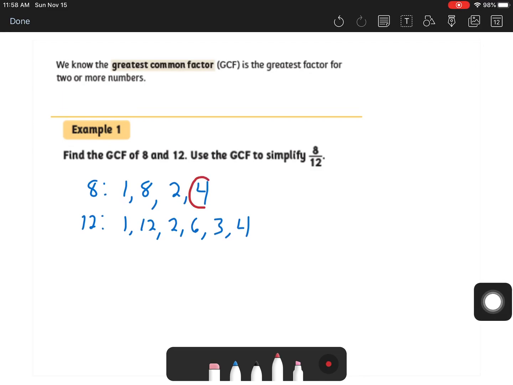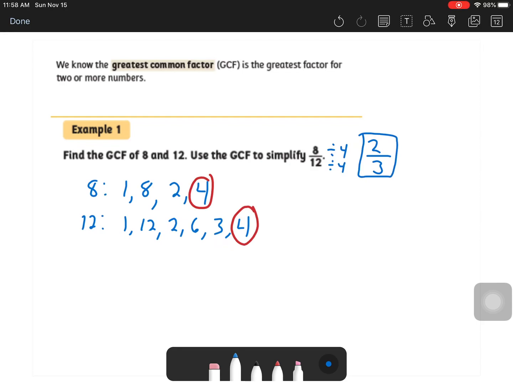And so when I think about this, since 4 is the largest, I could divide both 8 and 12 by 4 and get my simplest version, which would be 2/3. So 2/3 would be using the GCF, which means greatest common factor. And what we did was find that by listing out the factors. Just think of the numbers that can multiply to equal that number.